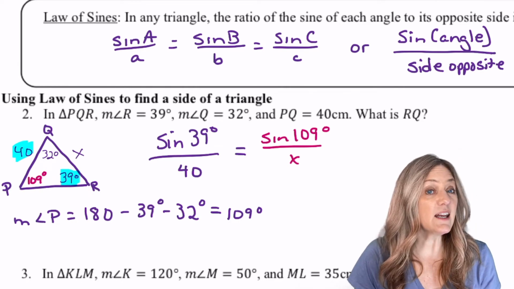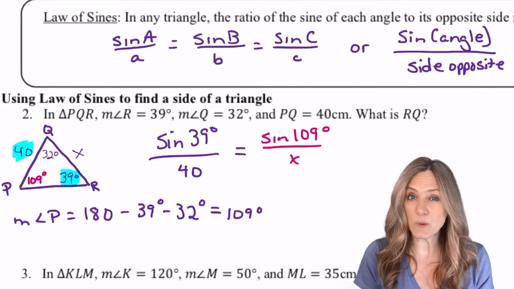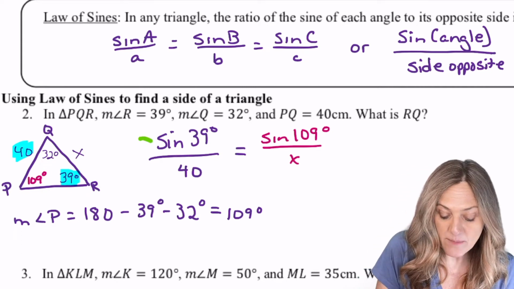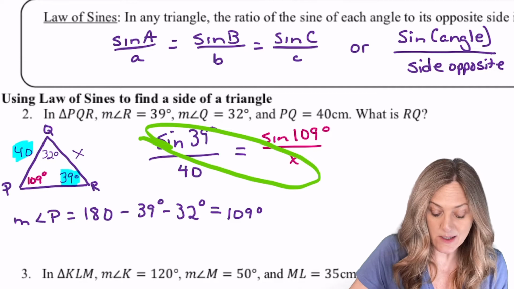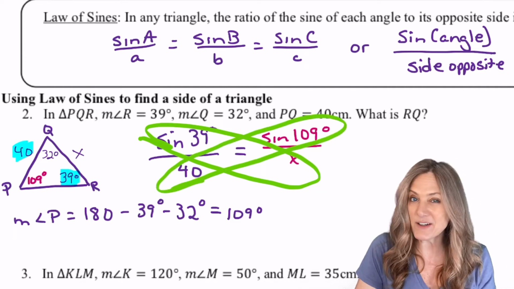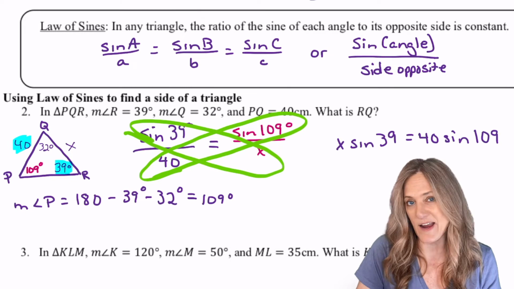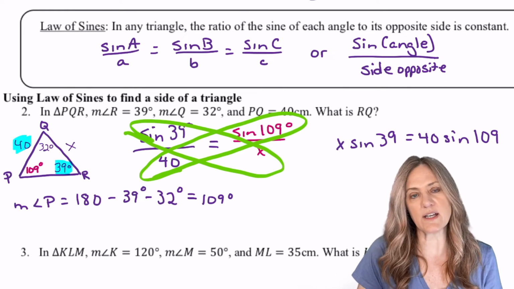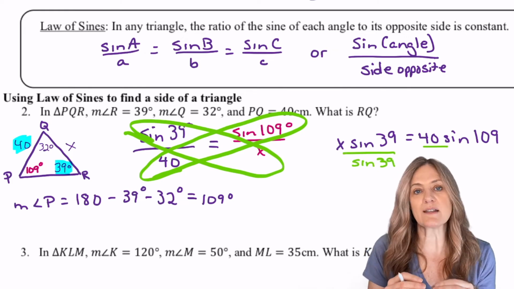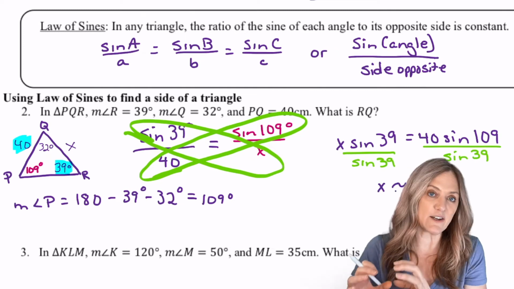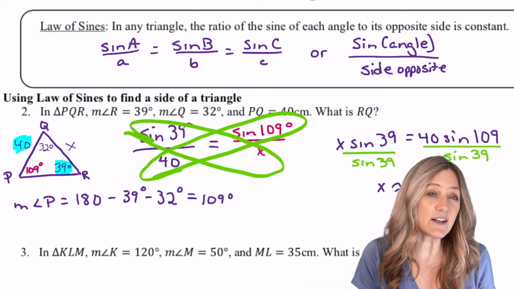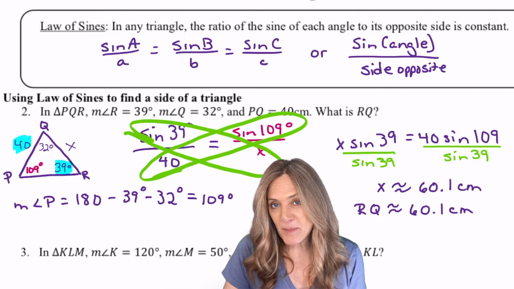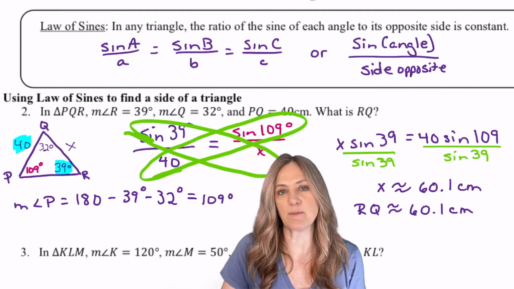Quick reminder. In any given proportion, where one fraction is equal to another fraction, the product of the diagonals are equal as well. So I'll go ahead and multiply x times sine of 39 degrees and set it equal to 40 times sine of 109 degrees. Doesn't matter which one you write first. From here, to solve for x, all we need to do is divide out sine of 39 degrees. Really get it in your head that sine of 39 degrees is a value. So I divide out that entire value. Then I can plug it into a calculator and get my approximated answer. So we now know x is approximately 60.1 centimeters, or more importantly, side RQ is approximately 60.1 centimeters.